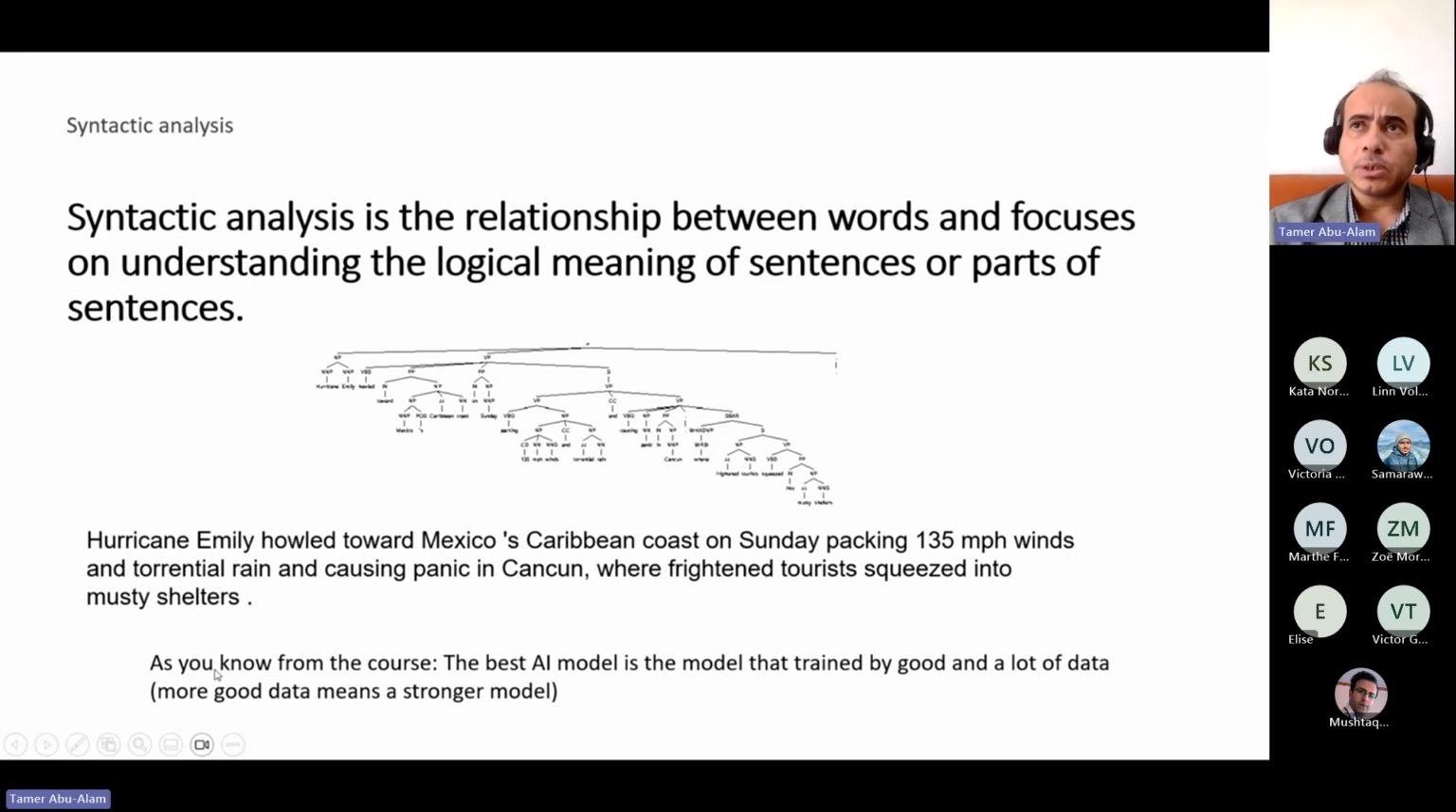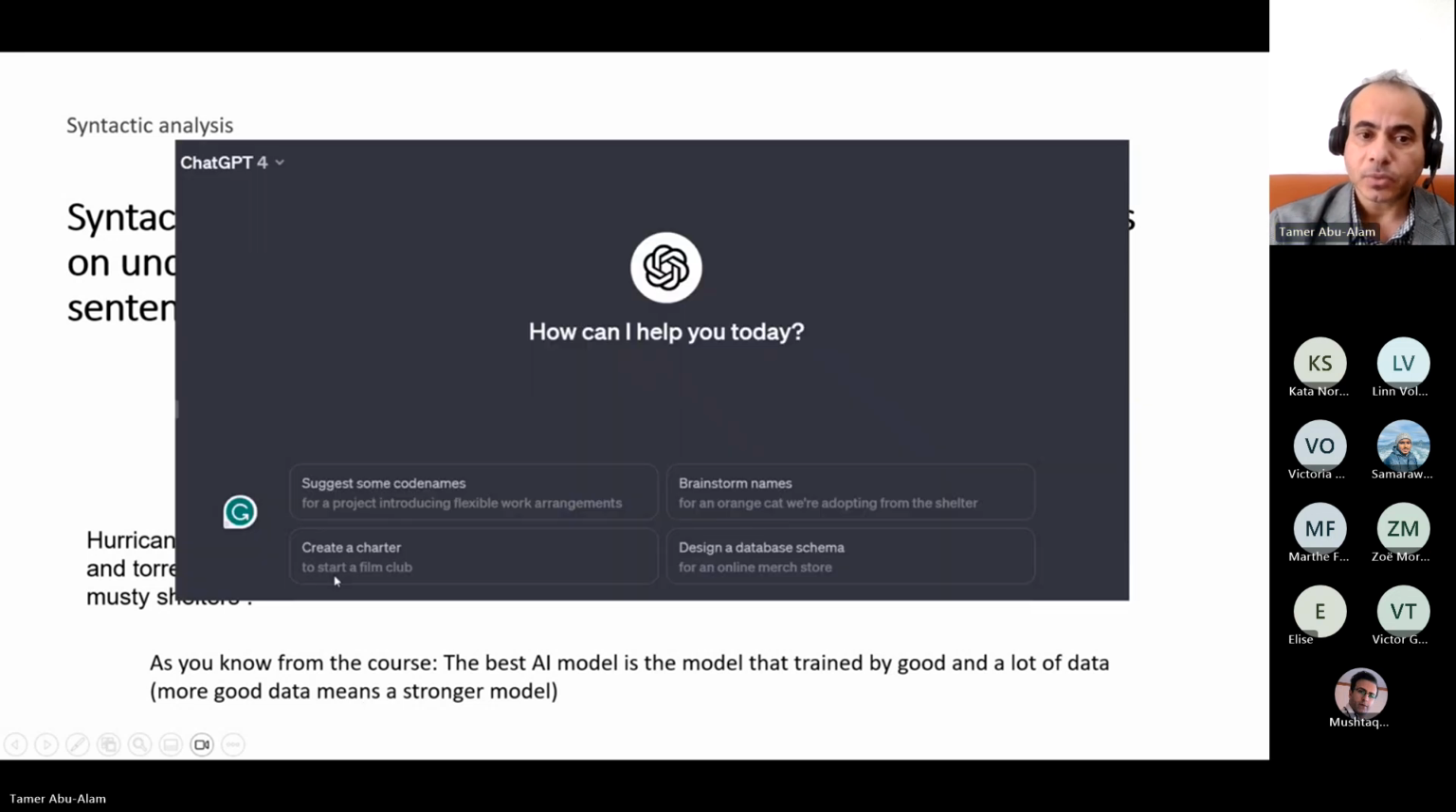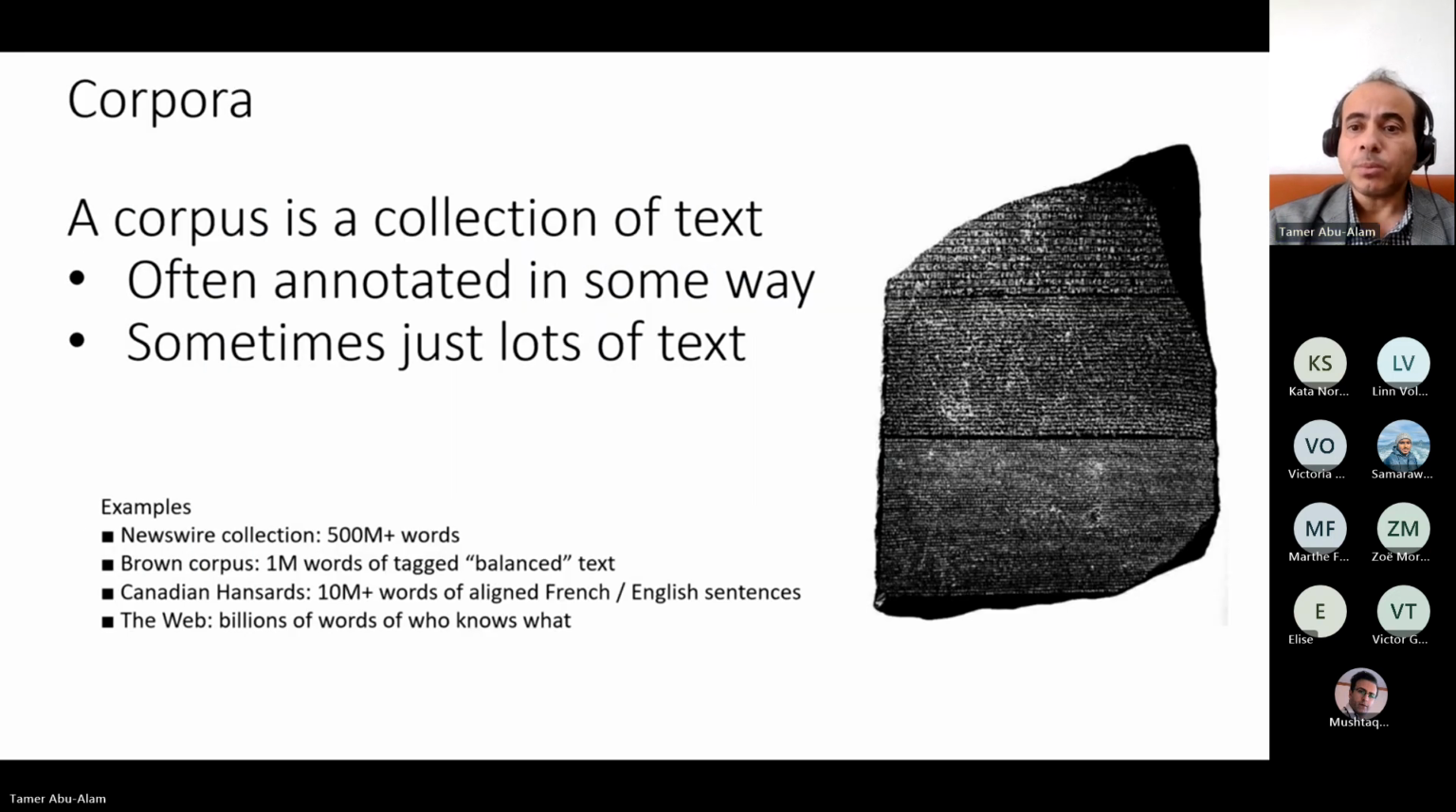And of course, as we already said, this is an AI model, so natural language processing is AI. And as we know, the best AI model is the model that is trained on good and a lot of data. More data means stronger. This is why people think ChatGPT is one of the strongest natural language processing models that exist now, simply because we have something called a corpus, and this is a piece of text. This piece of text, we use it to train our model.